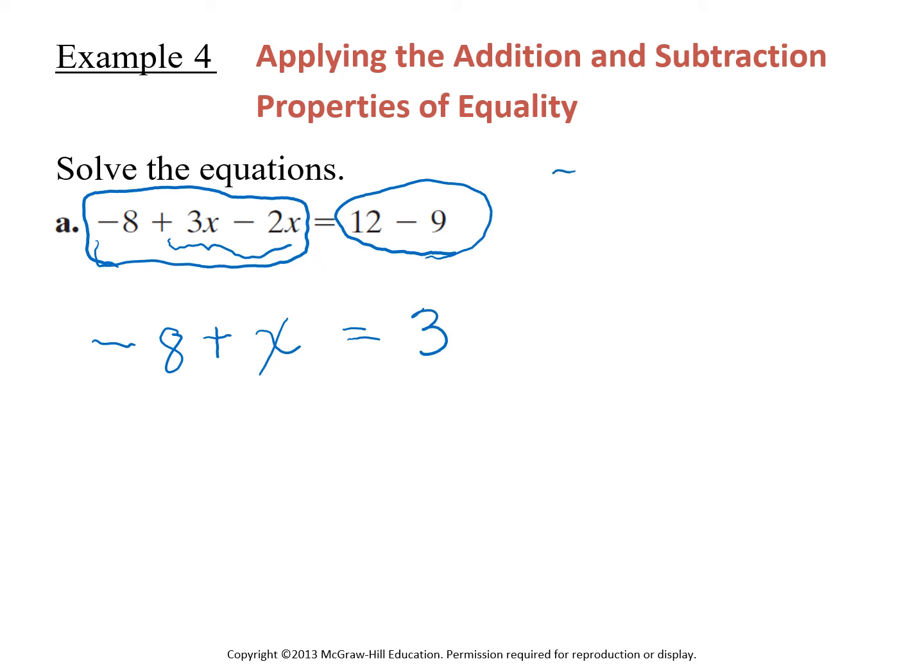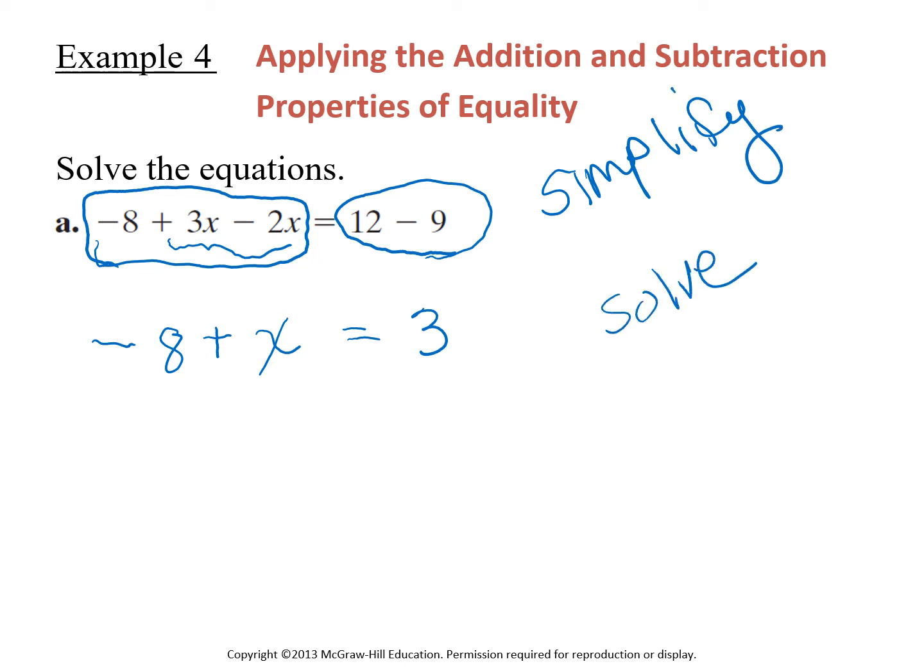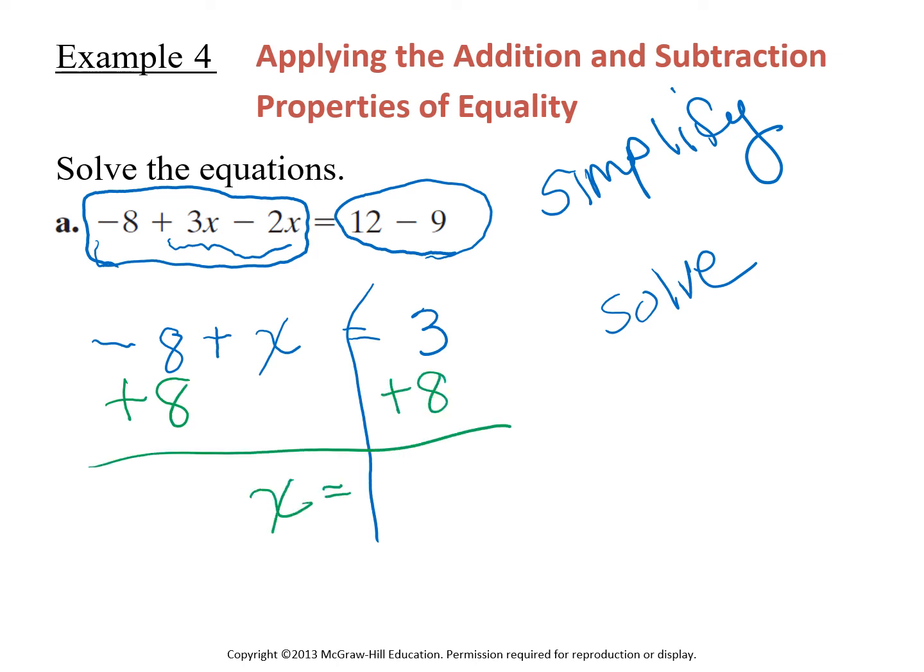So after I've simplified each expression on the left and the right, then I'm ready to solve. And it will take one step to solve this equation. To get the x alone, I will add 8 to both sides of the equation, and x equals 11 is my solution.